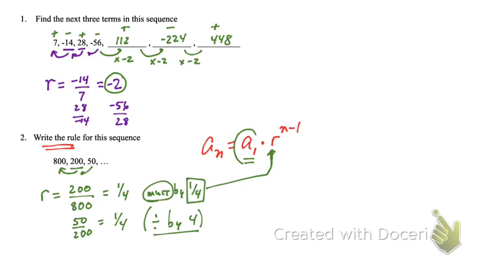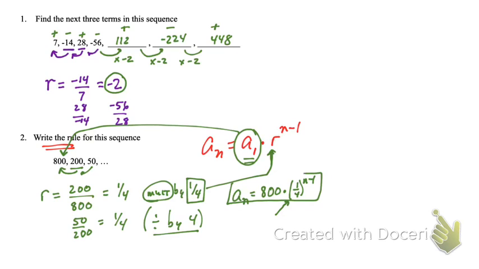Now, of course, a sub 1, it's sitting right there. So now that we know the R value, we can write our rule as 800 times (1/4) to the n minus 1. And when this is a fraction, definitely when it's a fraction, you need those parentheses around that. If you don't, then the n minus 1 is only on the 1 on top, not on the 4 in the denominator. And that is your nth term rule.